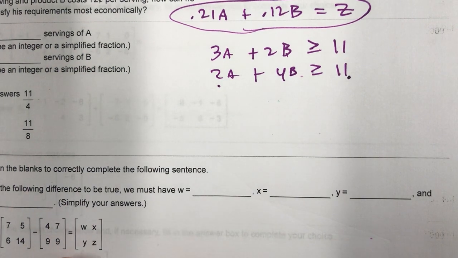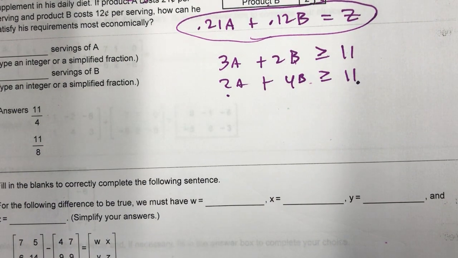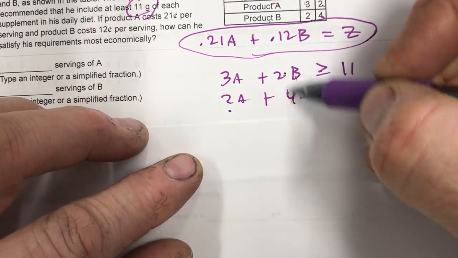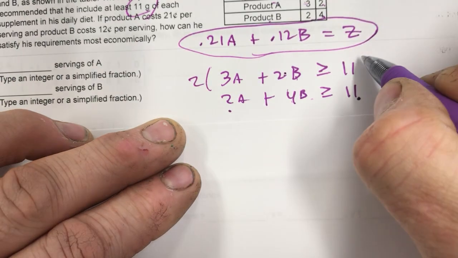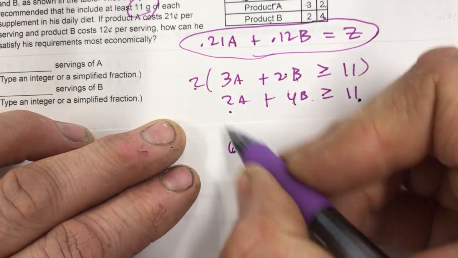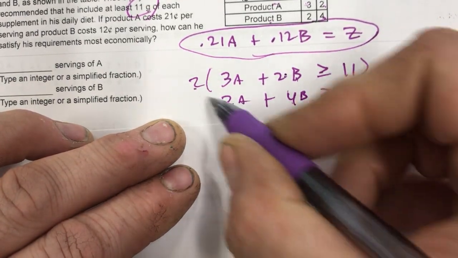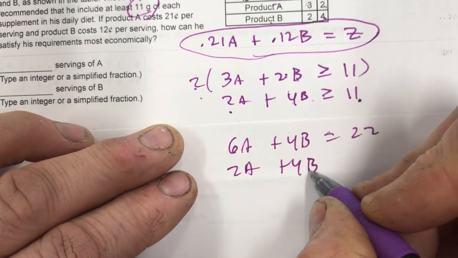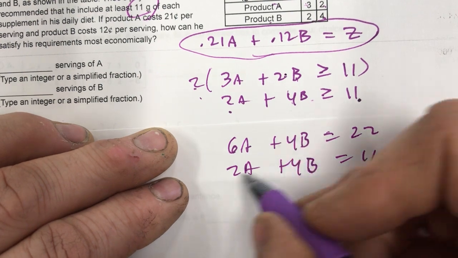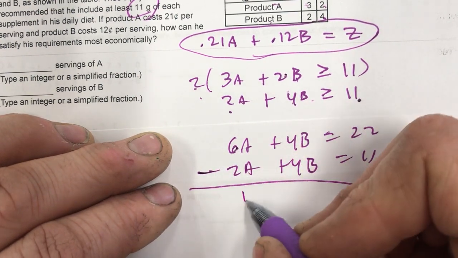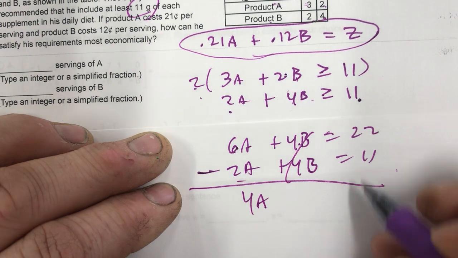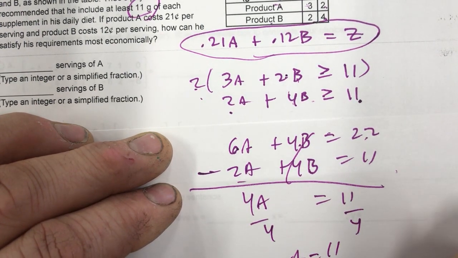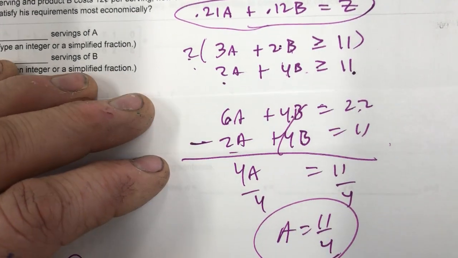Okay, so to solve that system, looks like I just need to multiply that by 2. So multiply all this by 2. 2 times 3a is 6a, 2 times 2b is 4b, 2 times 11 is 22, and then I got this bottom one here. So I'll just subtract these. 6 minus 2 is 4a, 4 minus 4 eliminates, 22 minus 11 is 11, so divide by 4. There's what a is, 11 over 4.